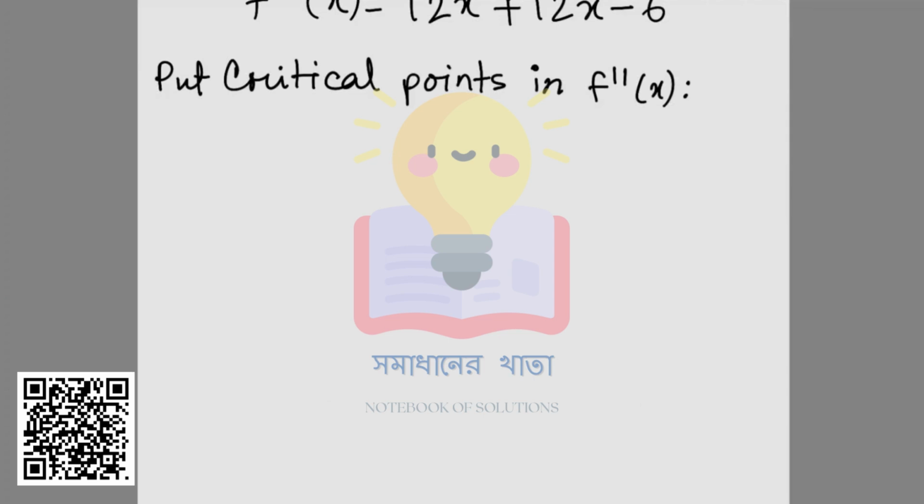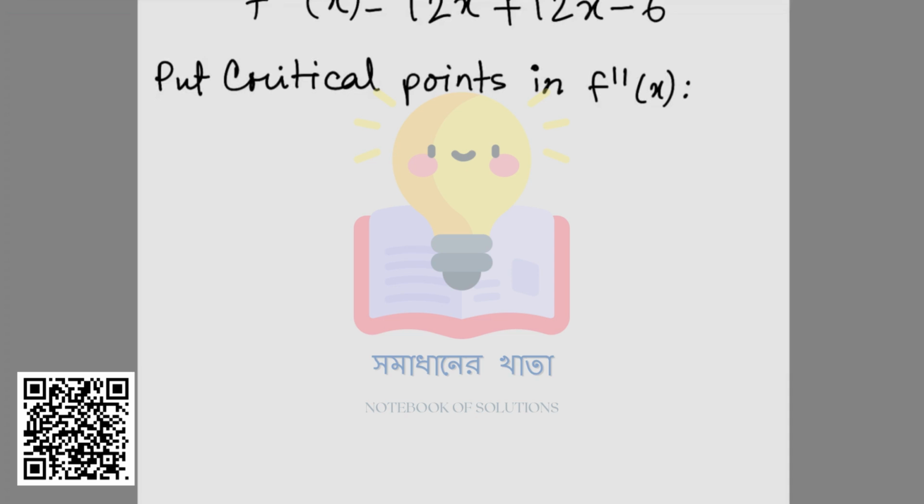Now, we already determined the critical points. Now we will put these critical points in the second derivative to find whether the maximum or minimum value of this function exists or not. Using these critical points, we substitute them into the second derivative, and if the second derivative is less than 0 at that critical point, it means the function has a maximum value. And if the second derivative is greater than 0, it means the function has a minimum value at that point.